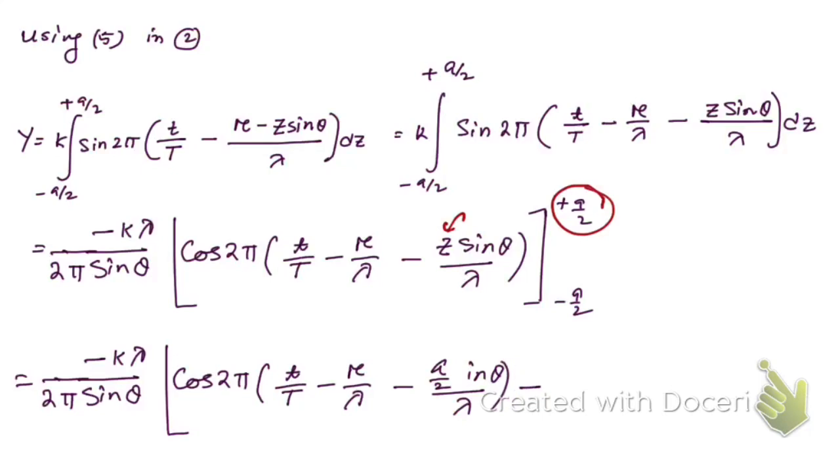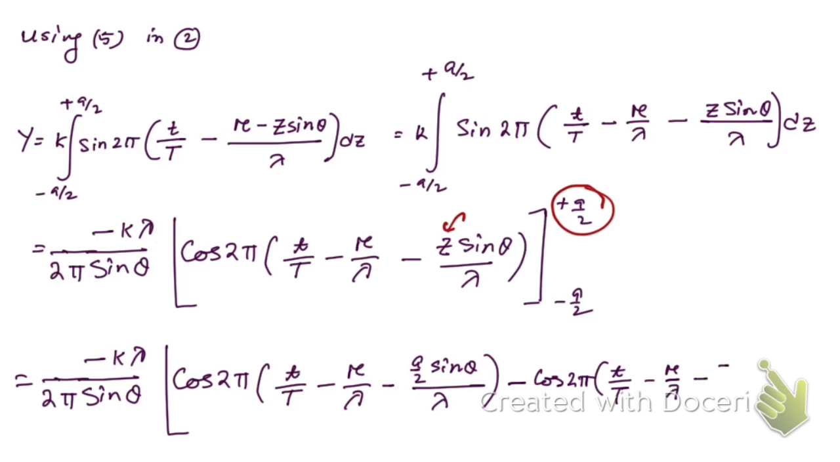Okay, so here z is replaced by the upper limit a by 2 sine theta divided by lambda, minus again cos 2 pi into t by capital T minus r by lambda. Then now this z will be replaced by the lower limit, that is minus a by 2. So here let's put minus a by 2 sine theta divided by lambda. That's what we have got, right? Hope you have understood this.